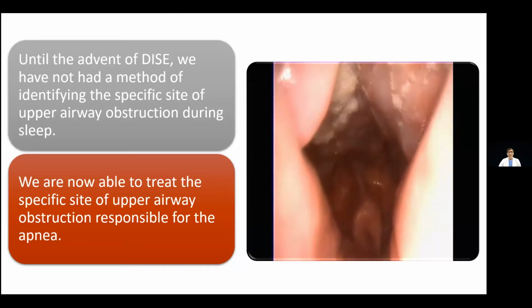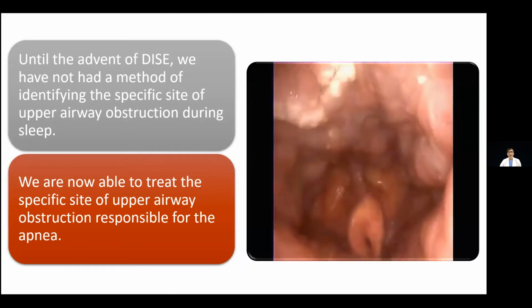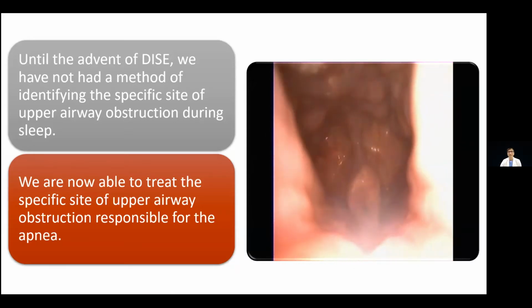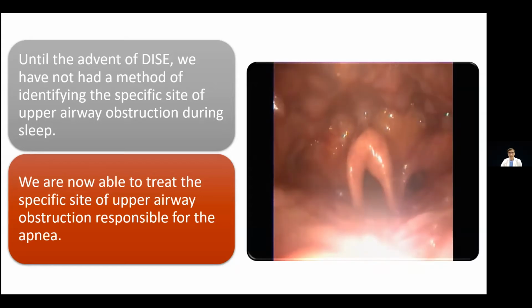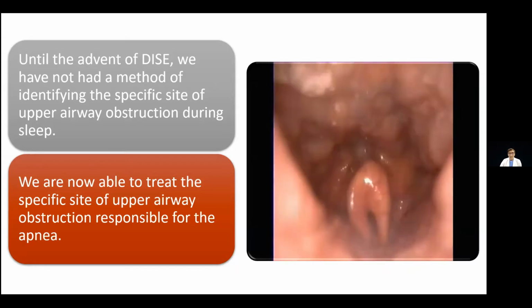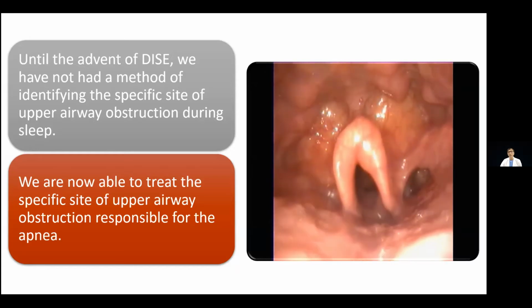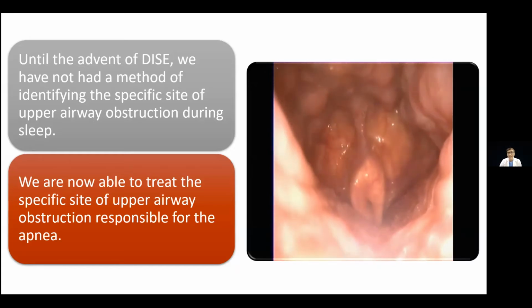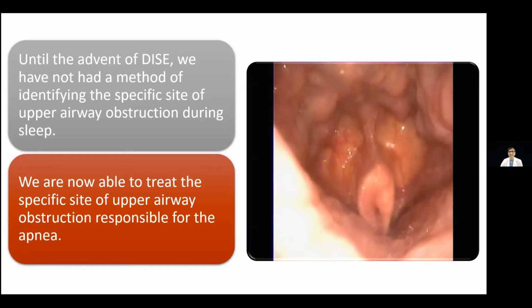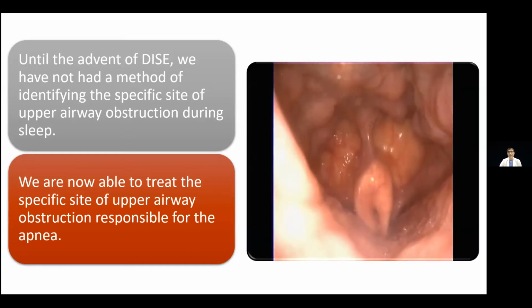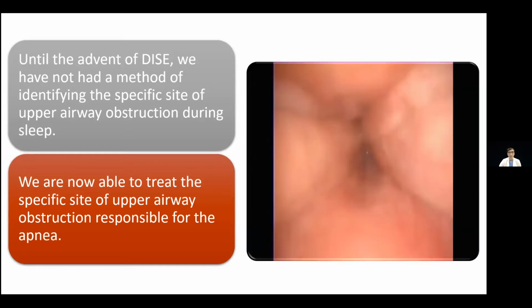So until the advent of DICE, we have not had a method of identifying the specific site of upper airway obstruction. Now we are able to treat the specific site of upper airway obstruction which is responsible. More often than not, it's not a single site, and it's not as easy as shown in this video, where it's only the epiglottis causing the problem.